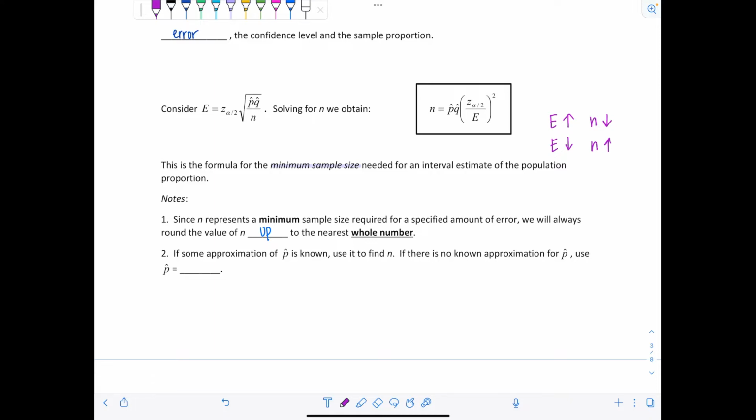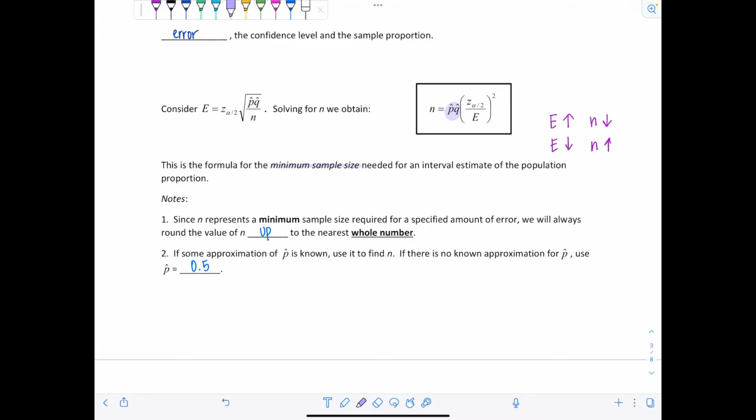If some approximation of p hat is known, then you're going to use it to find n. However, if there is no known approximation for p hat, use p hat equaling 0.5. Why? Because that's going to give you the safest estimate. That's going to overestimate or give you the largest possible error. If p hat is 0.5, then q hat is 0.5, and that's the maximum product of two numbers between 0 and 1. Yes, we proved that in calculus. So anyways, just take my word for it for now until you want to study optimization. I'll link the video here. Maybe you want to read it.